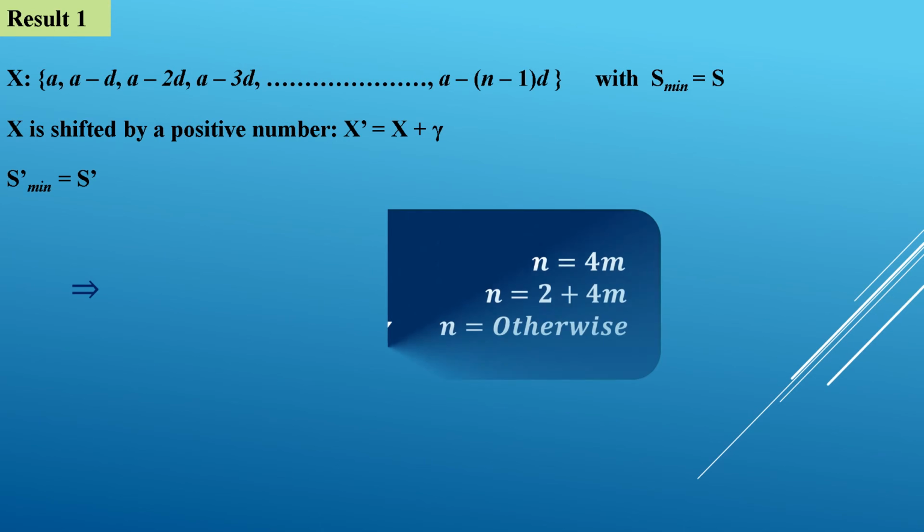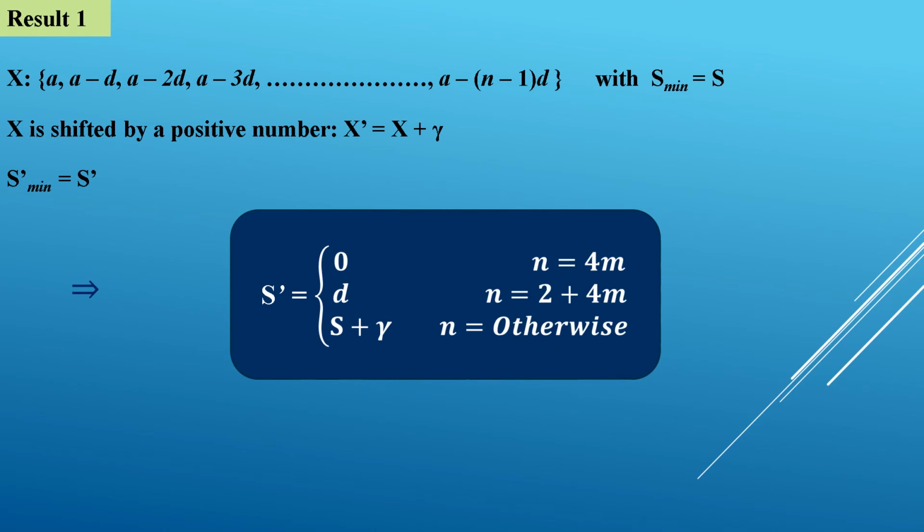Then we can easily prove, through the same process as we did before, which I leave for the reader to verify, that s dash is equal to 0 if n is equal to 4m, is equal to d, the same d as the original common difference, if n is 2 plus 4m, and the last one is for both possibilities of n odd, in which s dash is shifted by the same amount as the original data, by gamma.